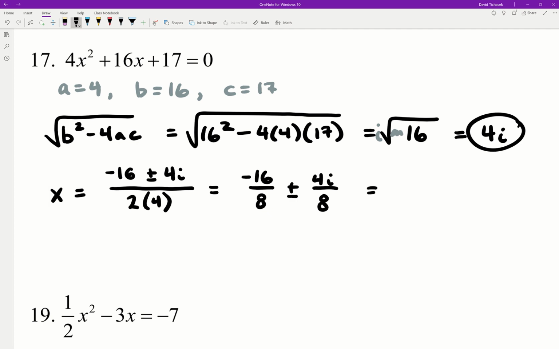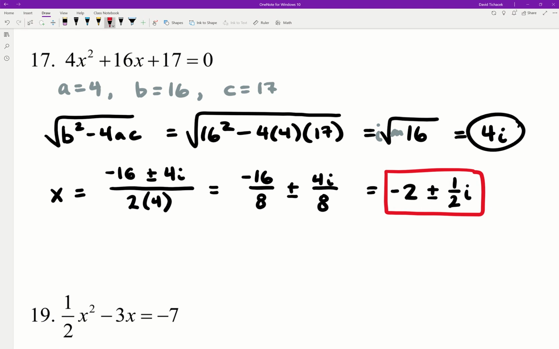And we're going to see here that negative 16 divided by 8, of course, is negative 2, plus or minus 4 over 8 is going to give us the fraction 1/2, and then we're going to tack that i on to the side here. So there we go. Those are our solutions. Now, the calculator is not going to be able to solve this equation for you, but it will give you the ability to check your solution. So that's what I want to go ahead and do now.